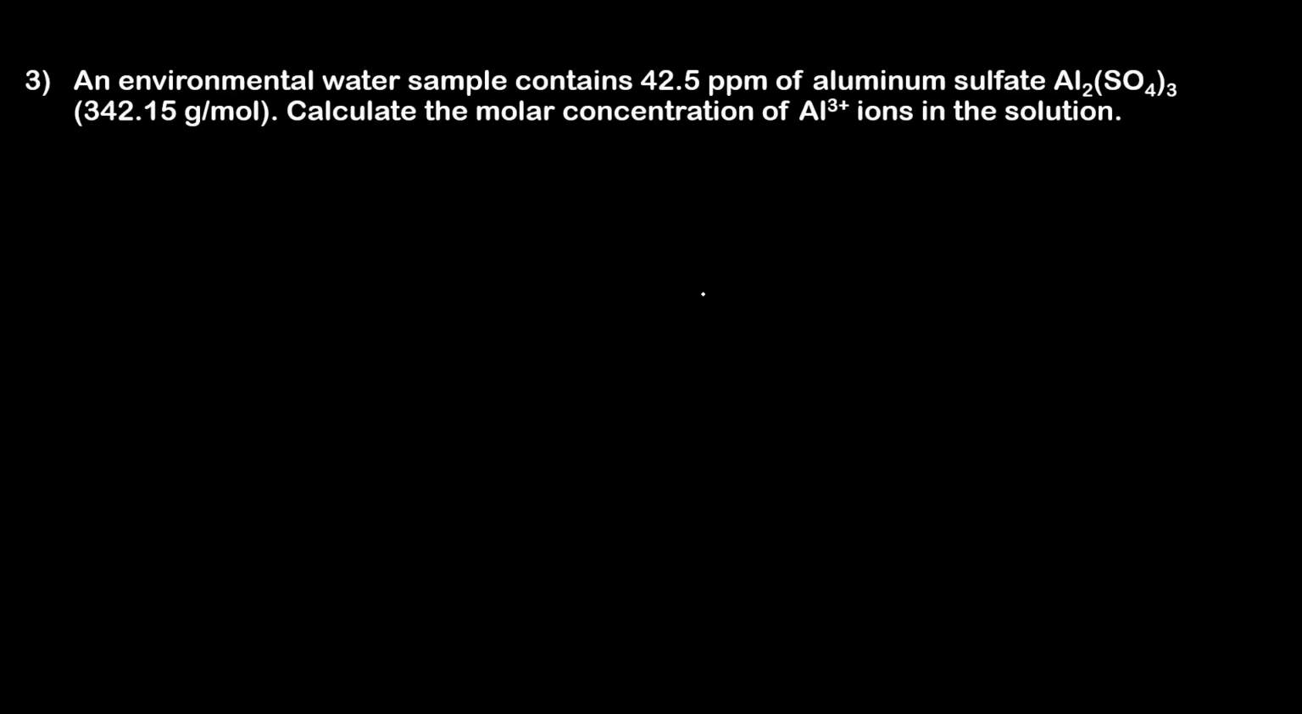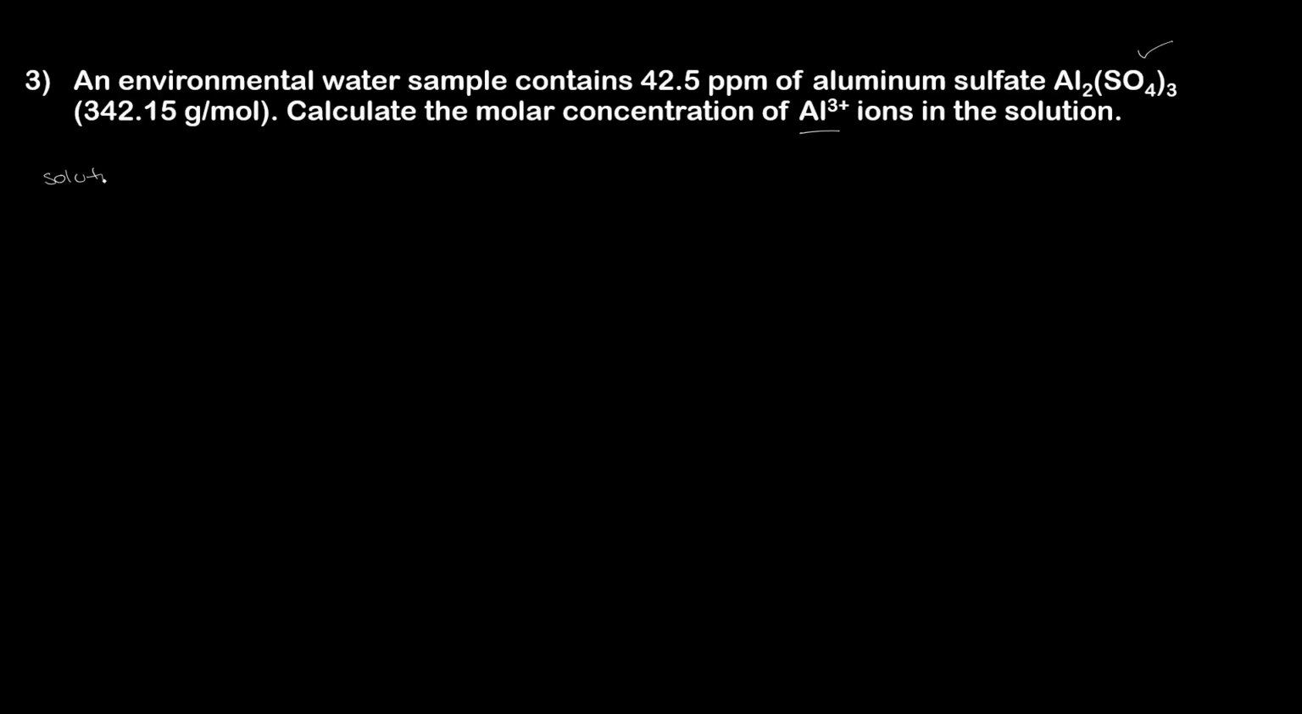Okay, next question. An environmental water sample contains 42.5 ppm of aluminum sulfate, or Al2(SO4)3, with the molar mass 342.15 grams per mole. Calculate the molar concentration of Al3 plus ions in the solution. This time, we are asked to calculate the molar concentration of an aluminum ion from aluminum sulfate. You can try this out or simply follow along.